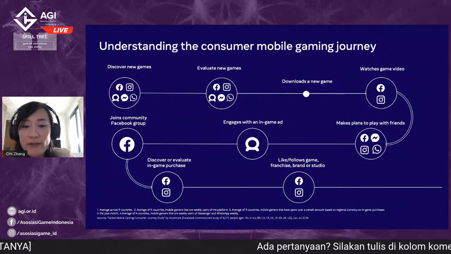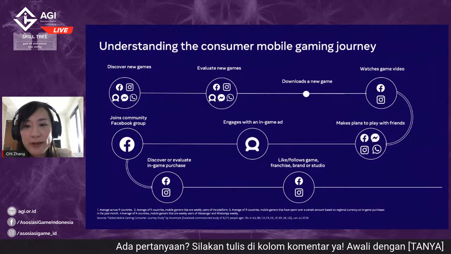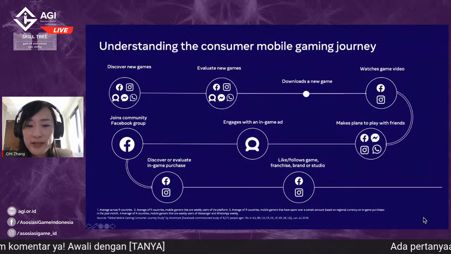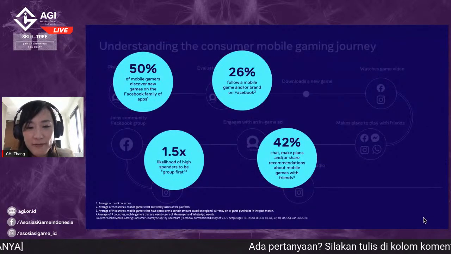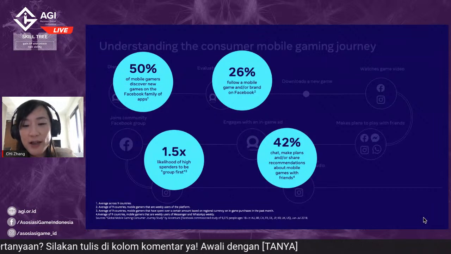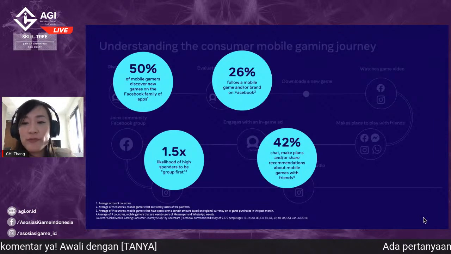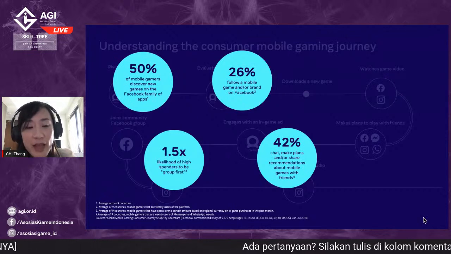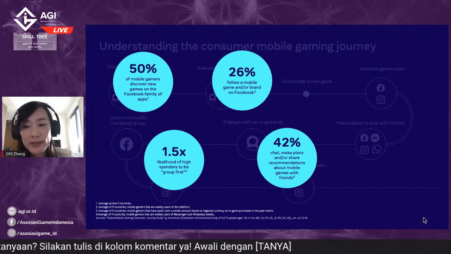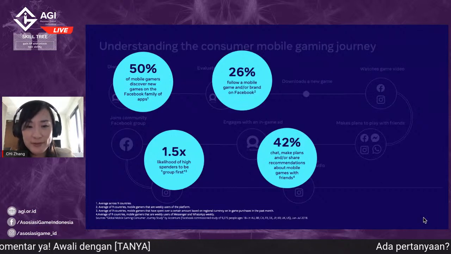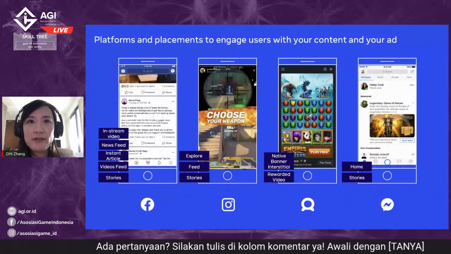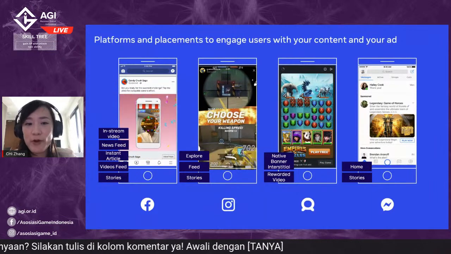50% of mobile gamers who discover new mobile games do so on the Facebook family of apps. This is definitely an interesting statistic, and 26% of them follow a mobile game or a brand on Facebook. And high spenders are more than 1.5 times more likely than other mobile gamers to go to groups first when it comes to their daily activities on Facebook. And 42% of mobile gamers chat, make plans, or share recommendations about mobile games with friends on the Facebook family of apps. Without further ado, let's take a look at all the advertising placement options that are available on Facebook.